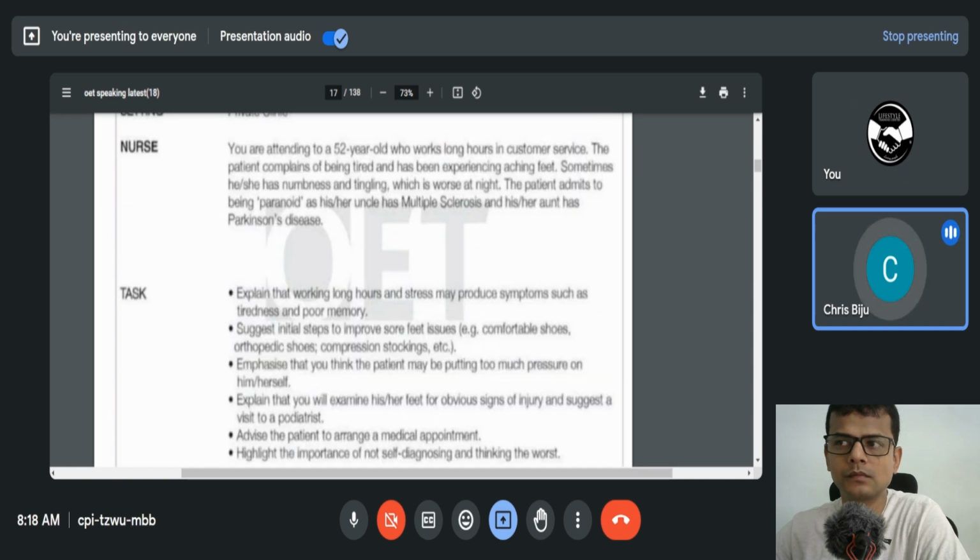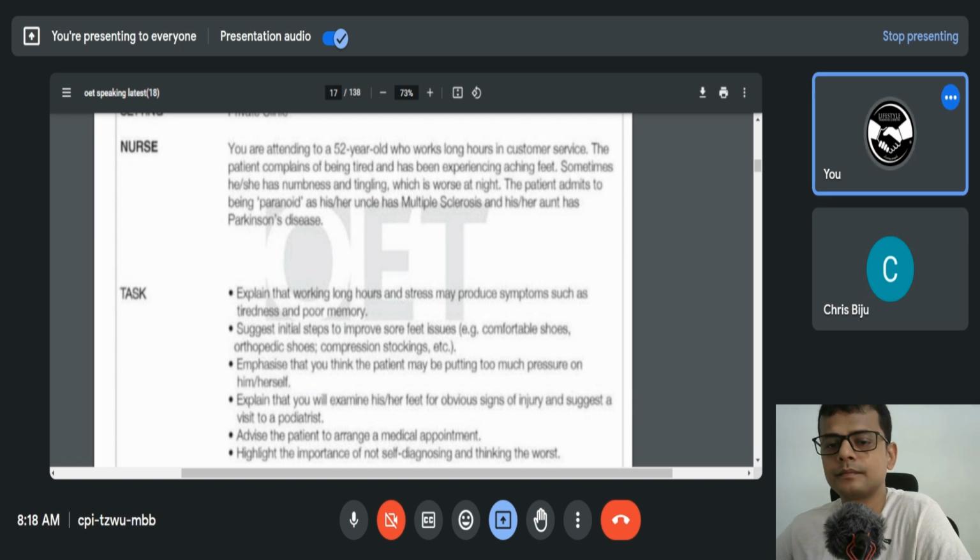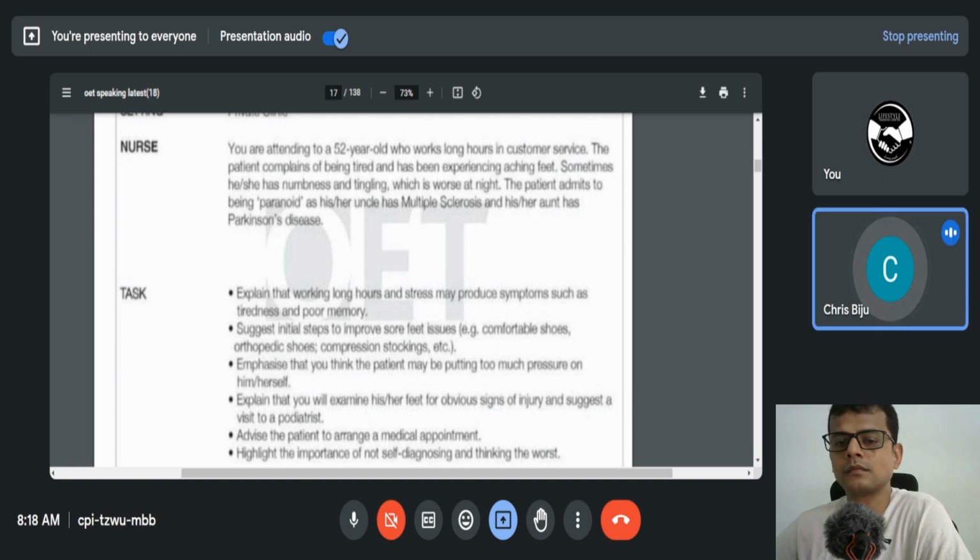Now I will explain to you regarding the initial steps you can take to improve issues with your foot. Can I proceed with that? Okay. Initially, you need to wear comfortable shoes and you can consider orthopedic shoes for this. Okay. And you can also consider compression stockings. It will provide a sense of comfort when you are at work. Okay, I can do that. Is that clear? Yes.